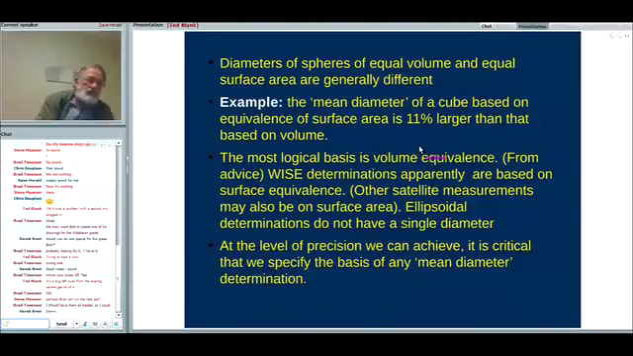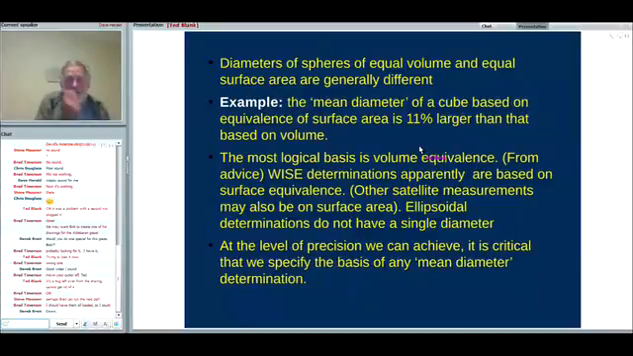Now, it's interesting, you might say, well, what's the difference between these different mean diameters? Interestingly, the diameter of spheres of equal volume and equal surface area of an irregular asteroid are generally different. And for those that want to do something easily with pen and paper, you can work out the difference of the mean diameter of a simple cube, based on equivalence of surface area and equivalence of volume. And you find that the mean diameter based on surface area of a cube is about 11% larger than the mean diameter based on the volume of the cube. So it's an important issue.